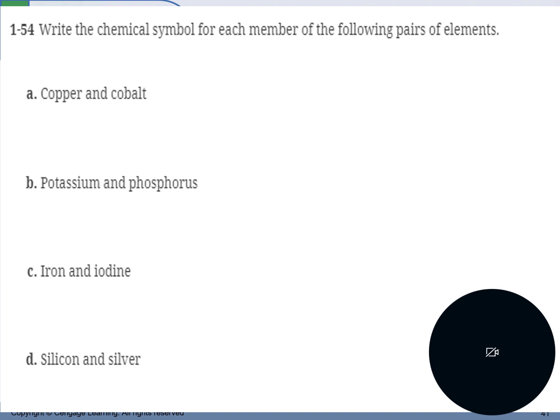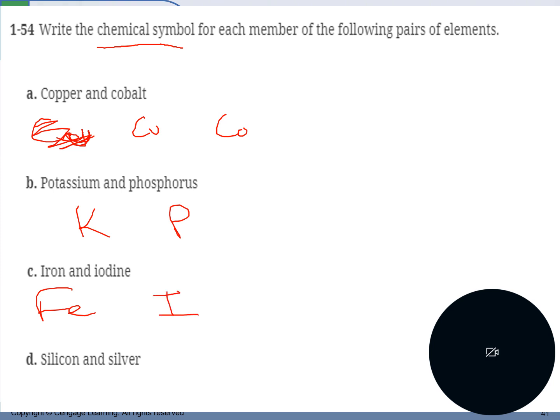Another learning check just to see if we're getting familiar with our periodic tables. We're going to write the chemical symbol for each member of the pairs of elements. So copper is Cu, and cobalt is Co. Potassium is K, where phosphorus is capital P. Iron is Fe, while iodine is I. Silicon is Si, and silver is Ag.